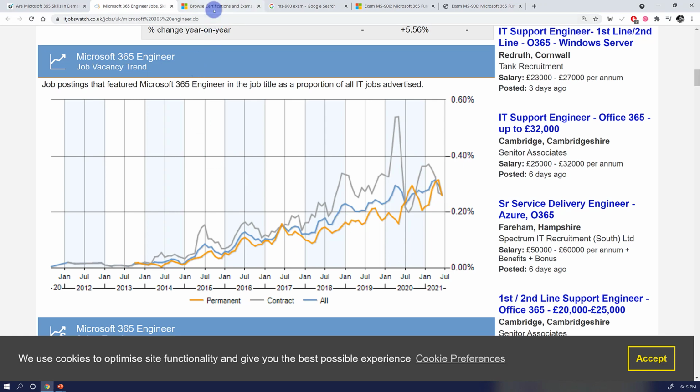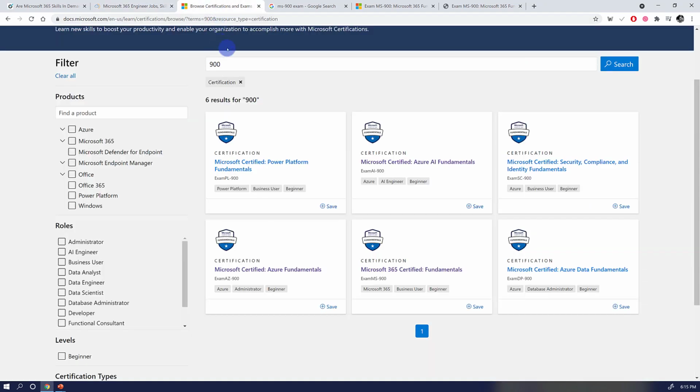Now, if you look a little bit more at this certification, this is a fundamental level certification. And at the time of recording, Microsoft has these 6 fundamental certifications. Right now we are looking at Microsoft 365. And I have separate courses on AI-900, which is artificial intelligence fundamentals, and DP-900, which is data fundamentals. And very soon I'm going to have courses on SC-900 and AZ-900 also.